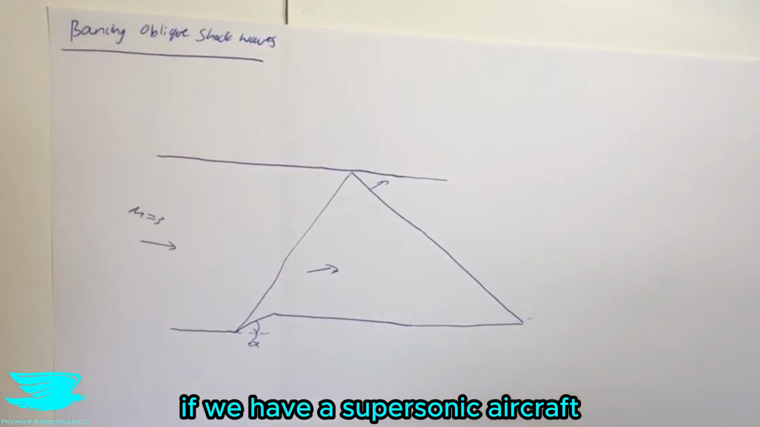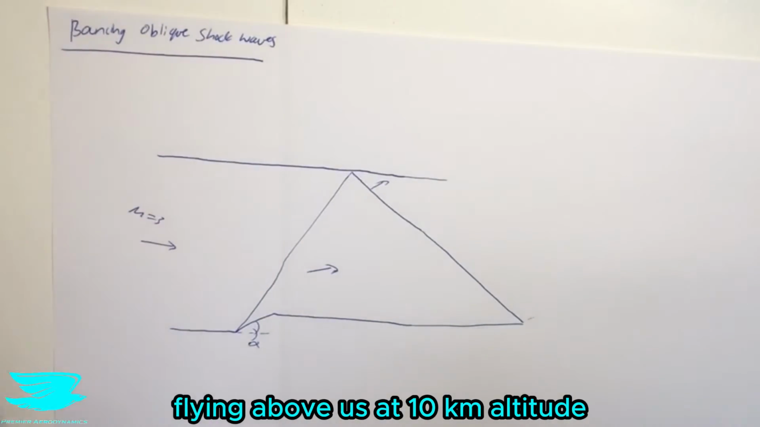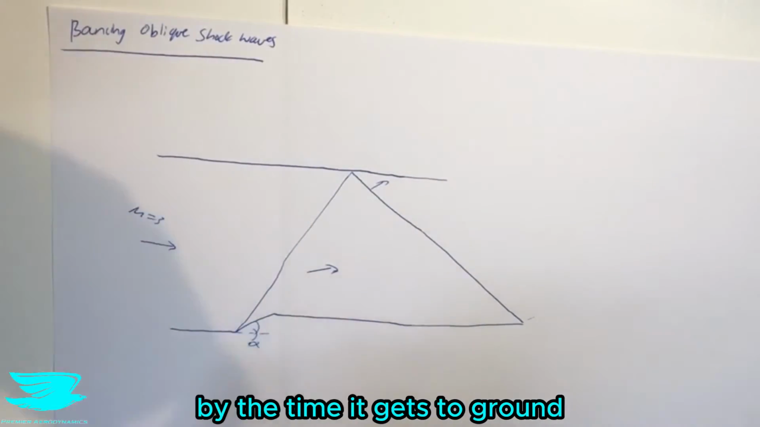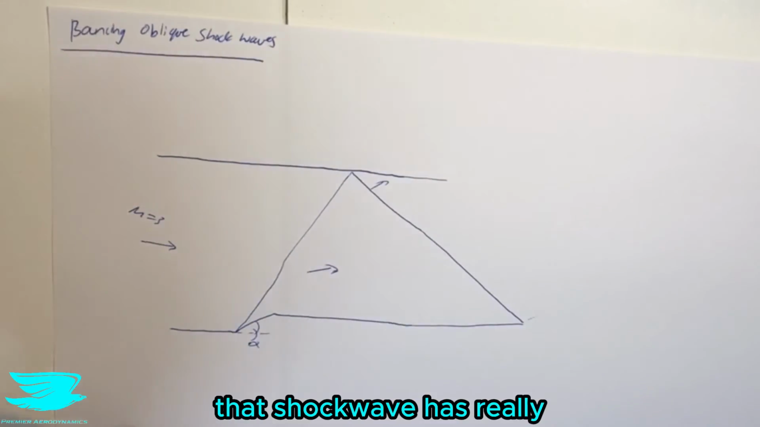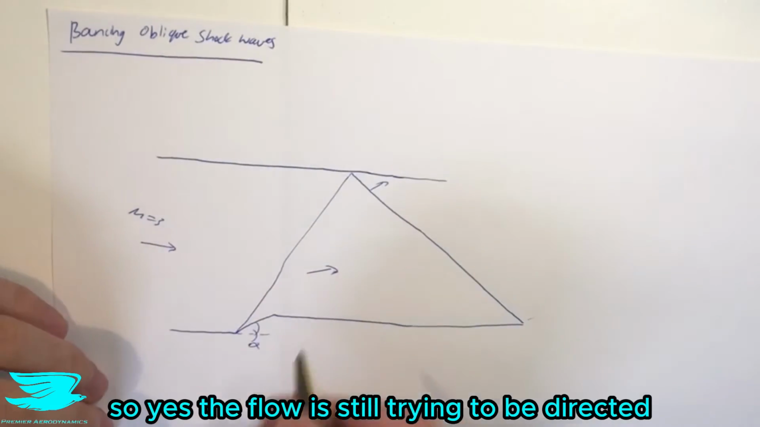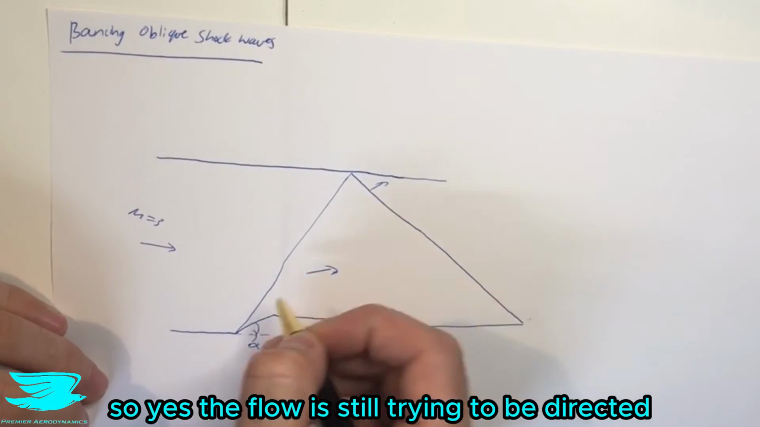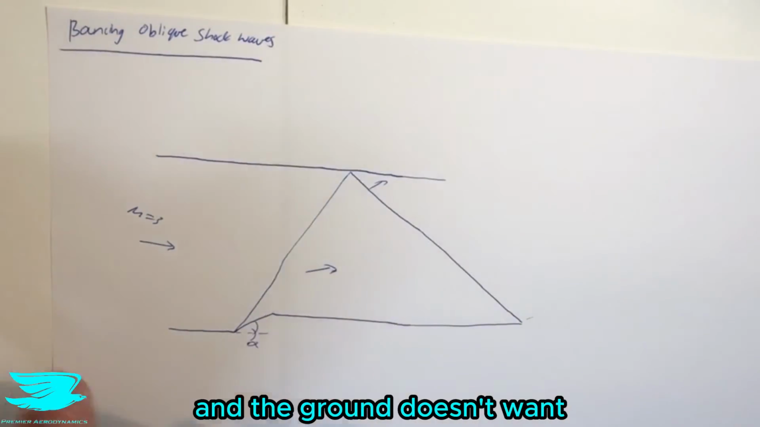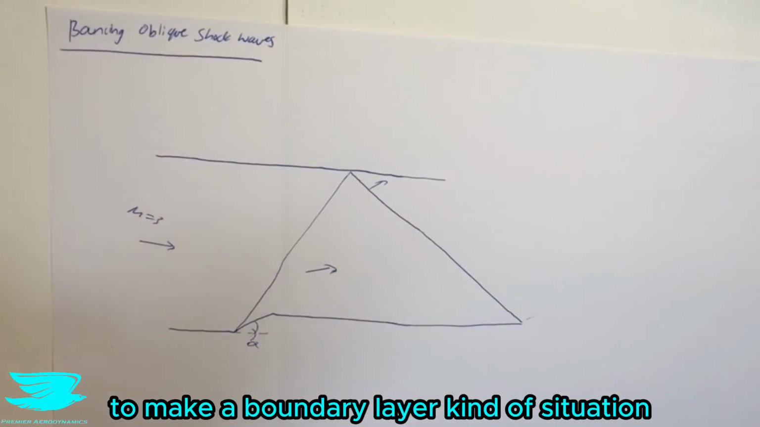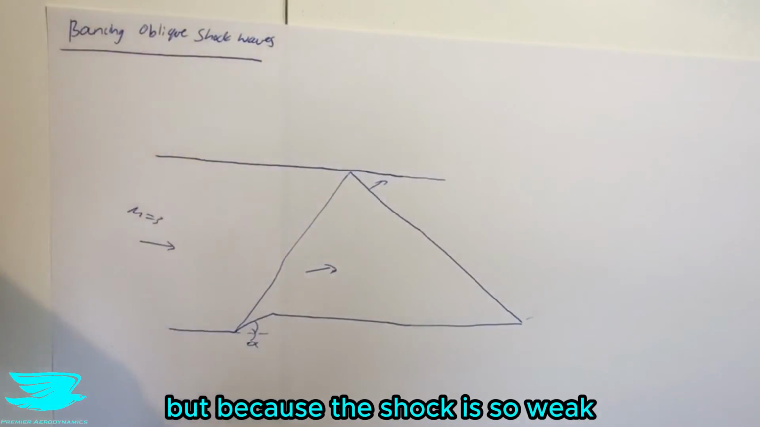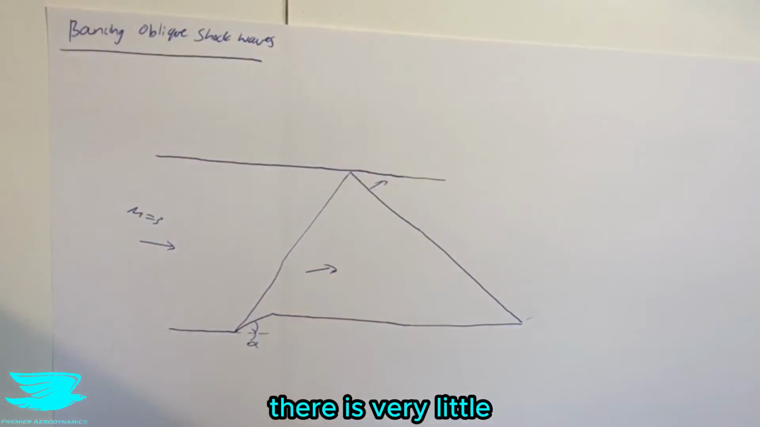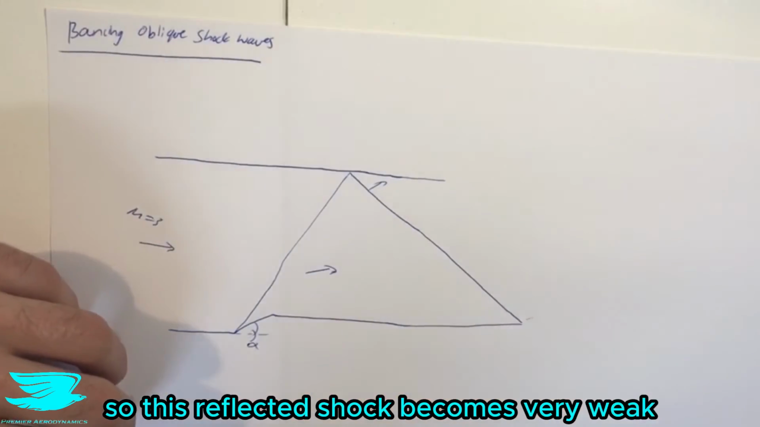So for example, if we have a supersonic aircraft flying above us at 10 kilometers altitude or whatever, so 33,000 feet, and it's creating a shockwave, by the time it gets to the ground, that shockwave has really dissipated in terms of its energy. So yes, the flow is still trying to be directed towards the ground a little bit, and the ground doesn't want the flow going straight in. Obviously, it wants to be more parallel, to make a boundary layer kind of situation. So there will be a reflected shock, but because the shock is so weak at this point impacting the ground, the compression of the air there is very little, so this reflected shock becomes very weak.